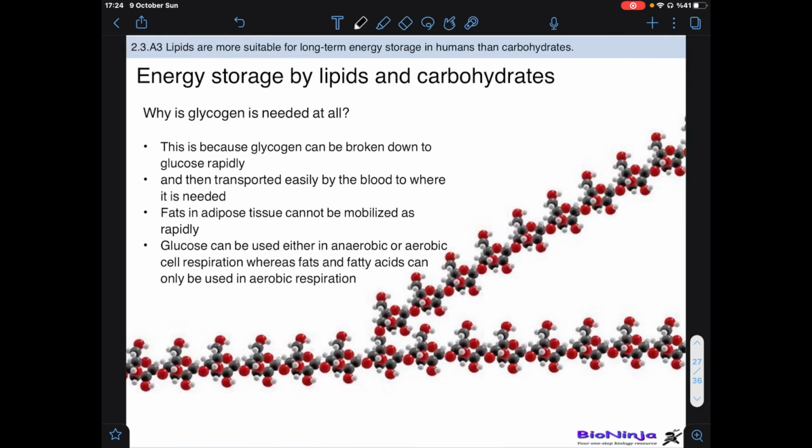Even though lipids are a very important energy source for us, fats in adipose tissue cannot be mobilized as rapidly as carbohydrates. Glycogen, which as we said was a polysaccharide that was the form of storage of glucose in animals, can be broken down into glucose rapidly, and it can be easily transported, while fats take a longer time to utilize.